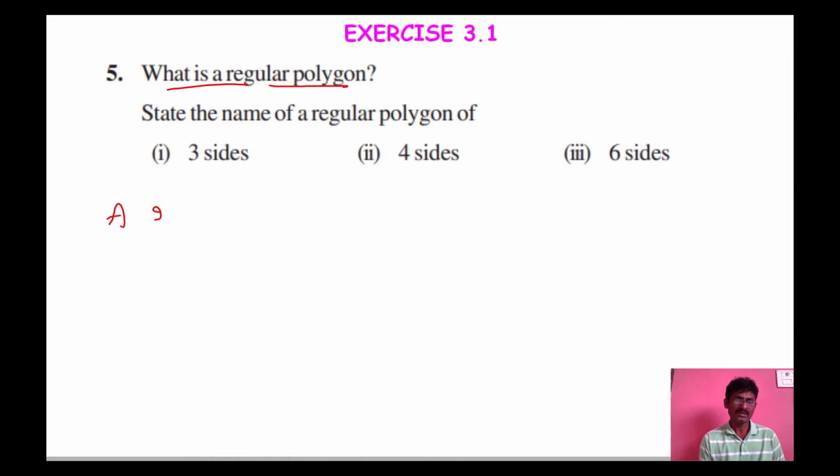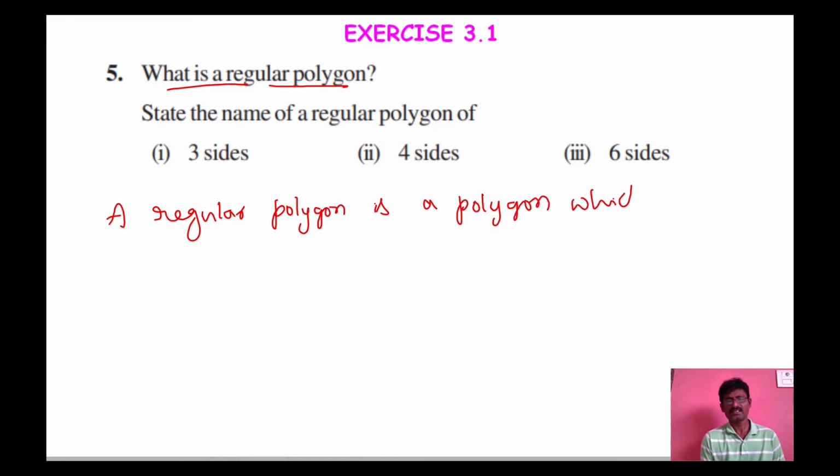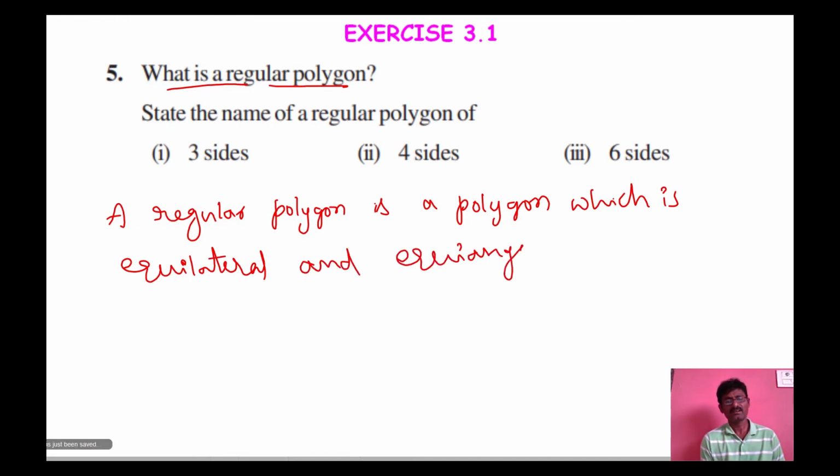So a regular polygon is a polygon which is equilateral and equiangular. That means all the sides are equal and all the angles are also equal.